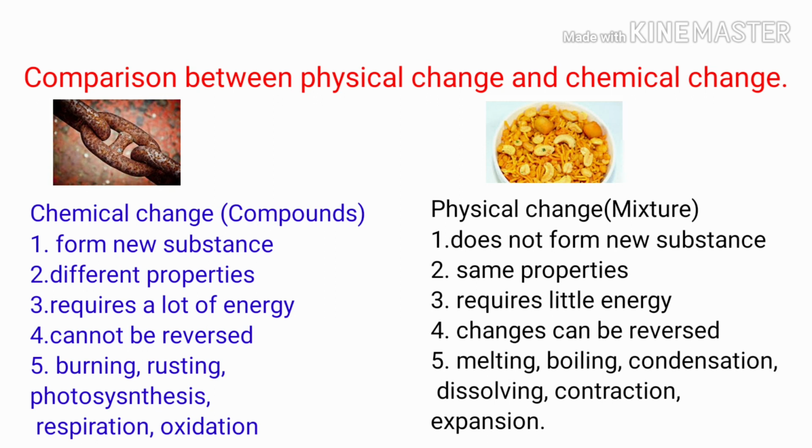Comparison between the physical change and the chemical change. Chemical change 呢就是 involve 到 compounds 的 form a new substances, different properties, require a lot of energy, cannot be reversed. For example, burning, rusting, photosynthesis, respiration, and oxidation.